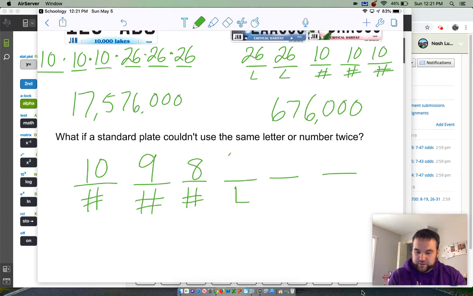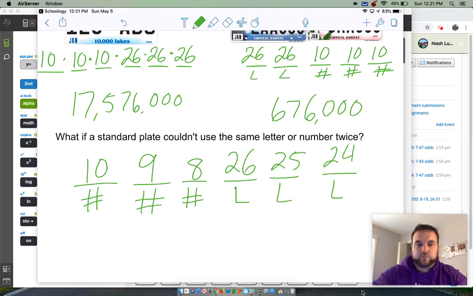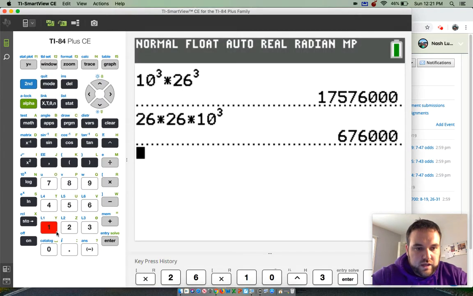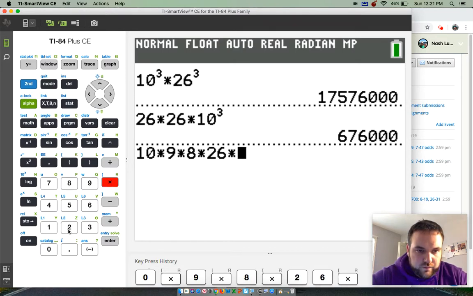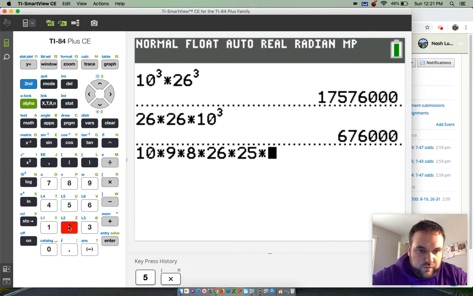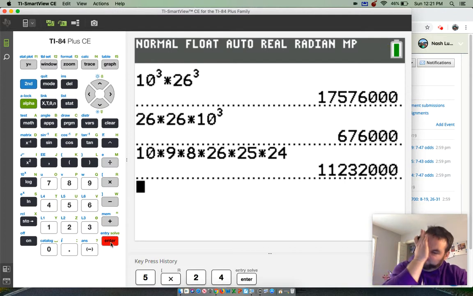But now we switch to letters, so there's 26. I've used that letter now. Whoops. So it's not 26. The next letter is 25. And the next letter is going to be 24. Okay. So if I do 10 times 9, this is the downside. Now I can't use powers. 26 times 25 times 24. That is decreased to 11,232,000.